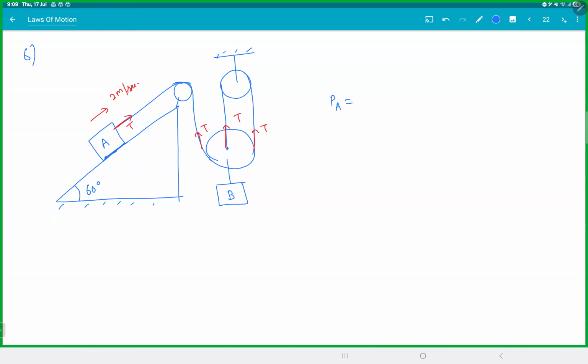So power on A will be tension into 2. The angle between these two is 0 degrees, so it is 2T. And power on B, I'll assume VB is going up. That will be 3T into VB. The total power will be 2T plus 3T VB is equal to 0. I'll get VB is equal to minus 2 by 3. So minus indicates it's not going up, it is coming down. Are you clear with this? So the angle between them is 0 degrees. It's not 60 degrees.